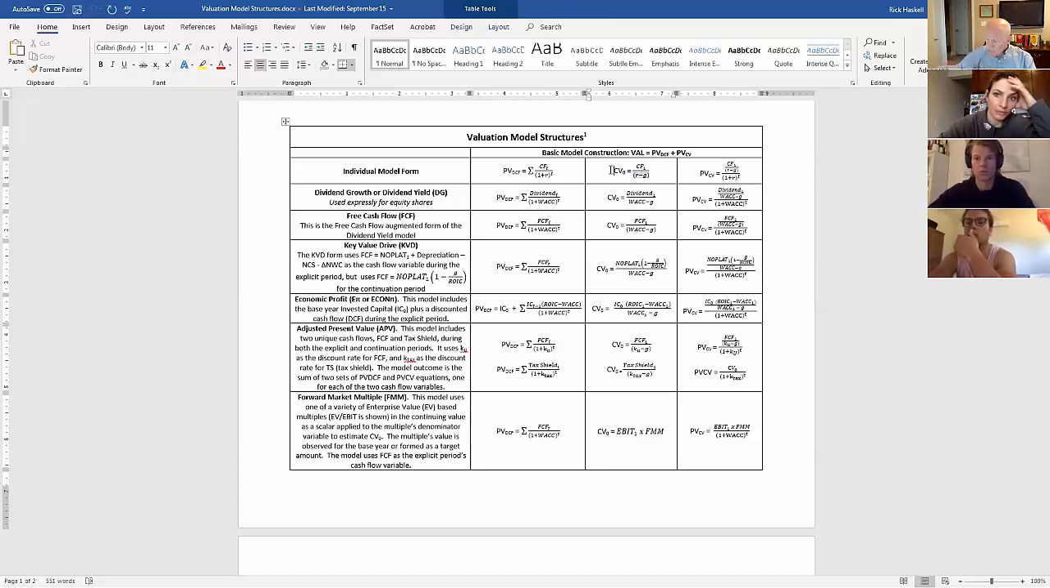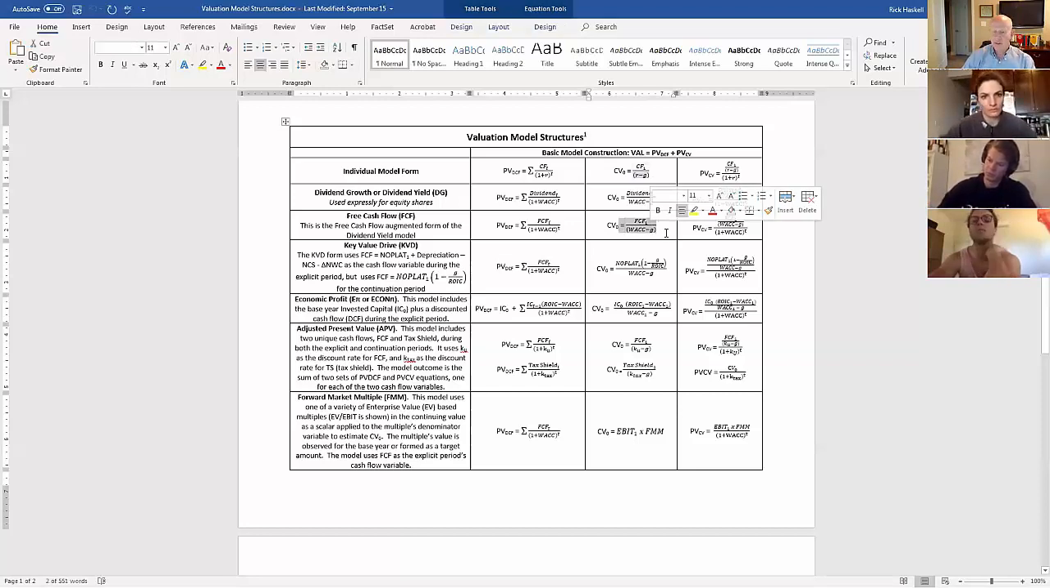The time before the continuation starts? Exactly right. It's the last year of the explicit period or the year before continuation year zero. That's exactly right. So we simply identify this, and each one of these are some variation on the theme of some cash flow, and I'll use the free cash flow model to look at this one, some cash flow divided by some discount rate minus a growth rate, because this is effectively the Gordon growth model, right?